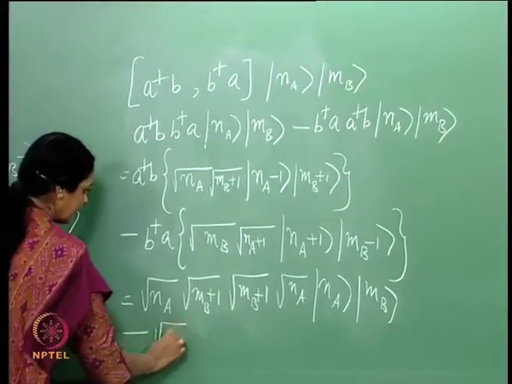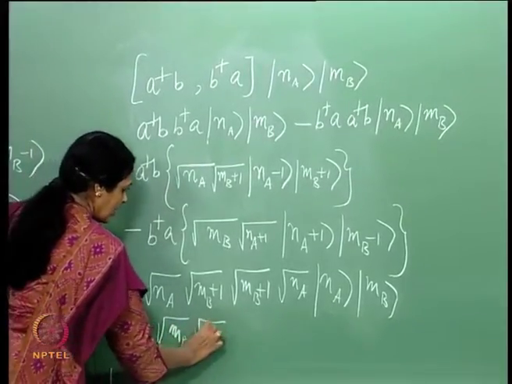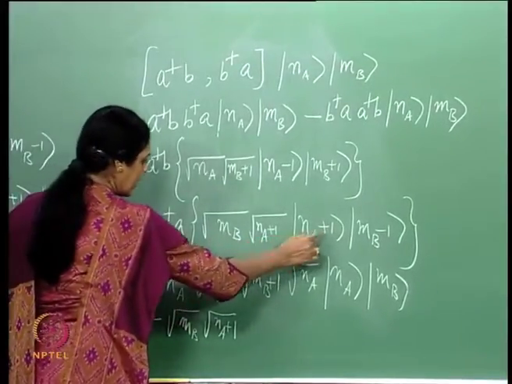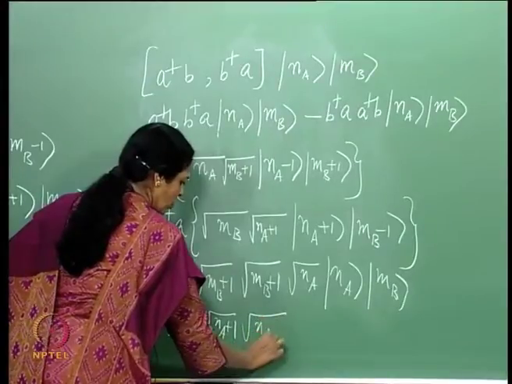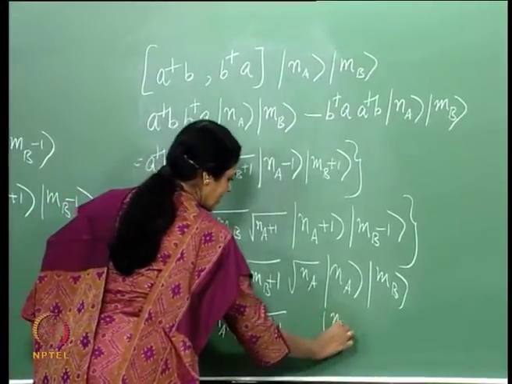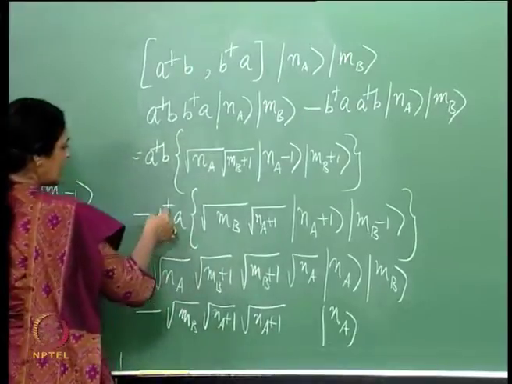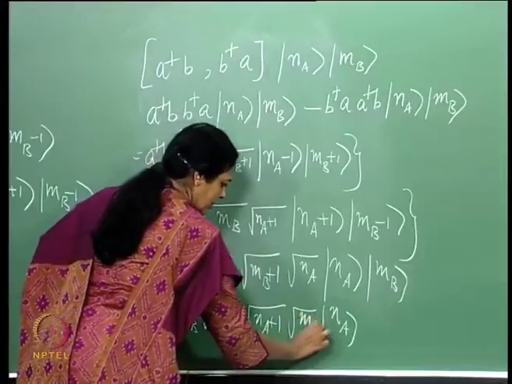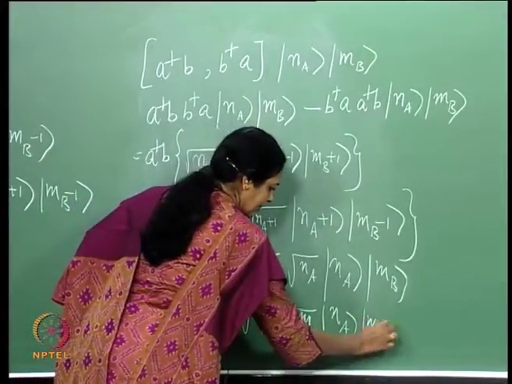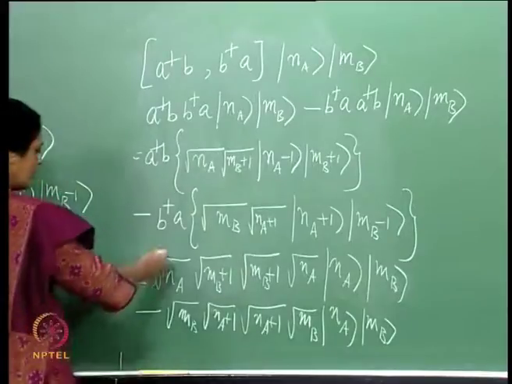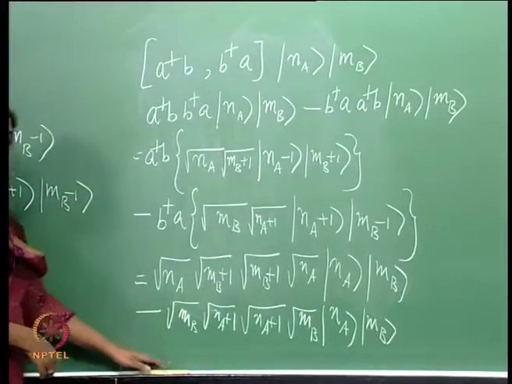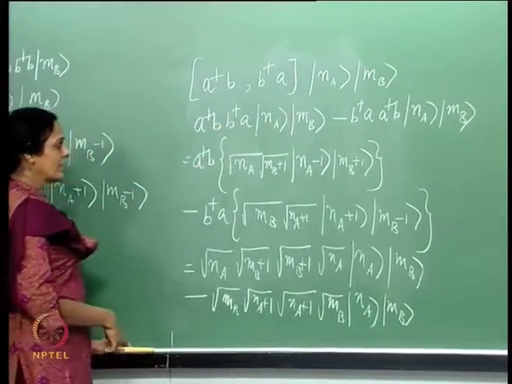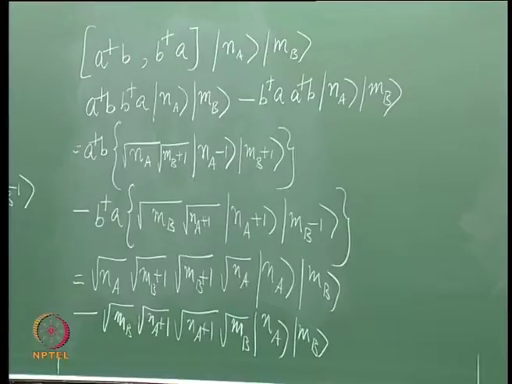Similarly, the second term gives me the following coefficients: A on ket Na plus 1 gives me root Na plus 1 ket Na, and B dagger acting on ket Mb minus 1 pulls out root Mb, increasing the label by 1. So, this is what I have for the commutator of A dagger B with B dagger A acting on the state Na Mb. Let me simplify this.